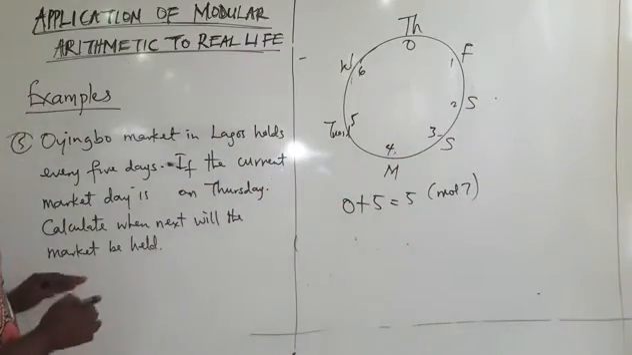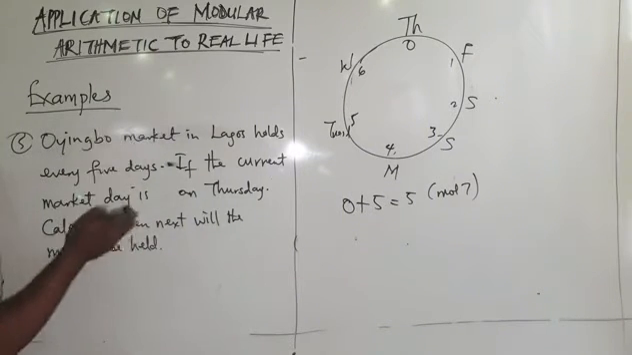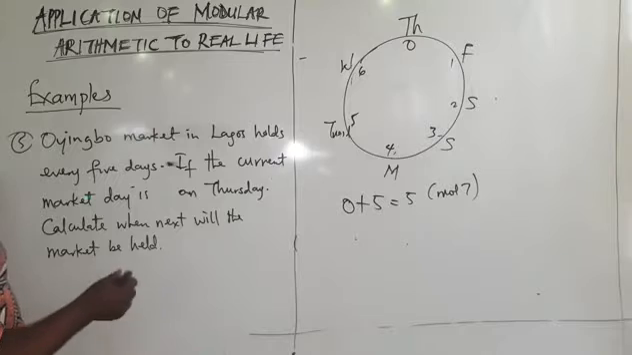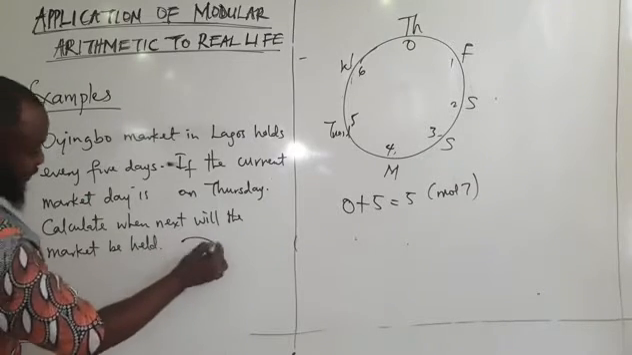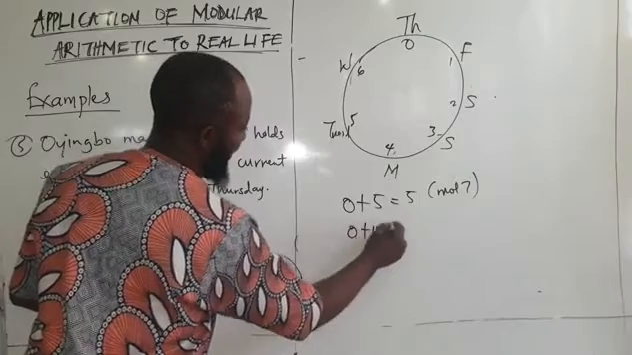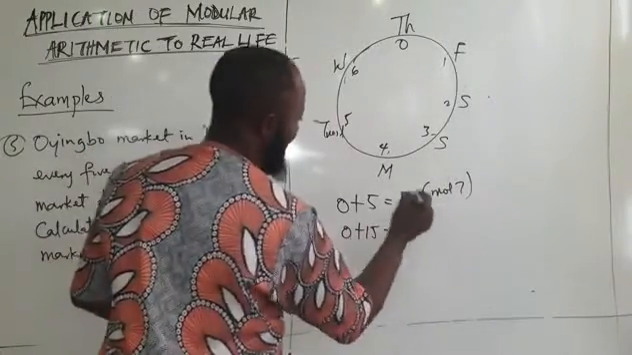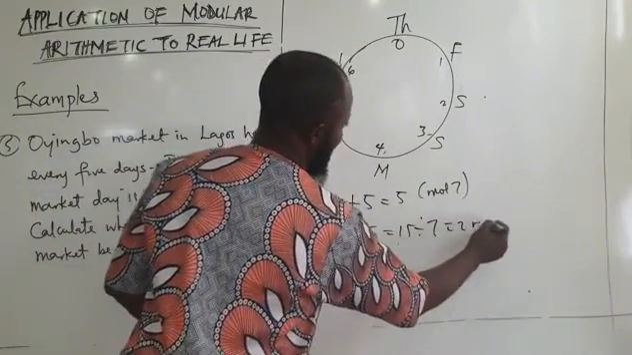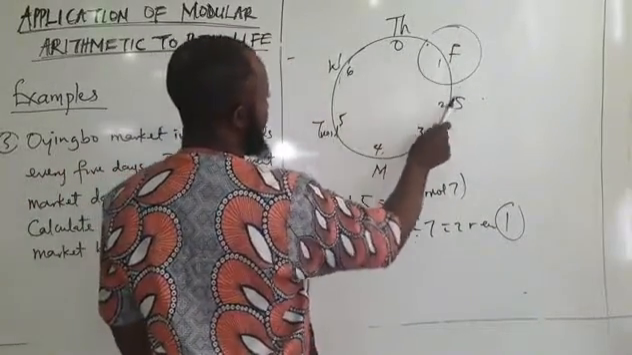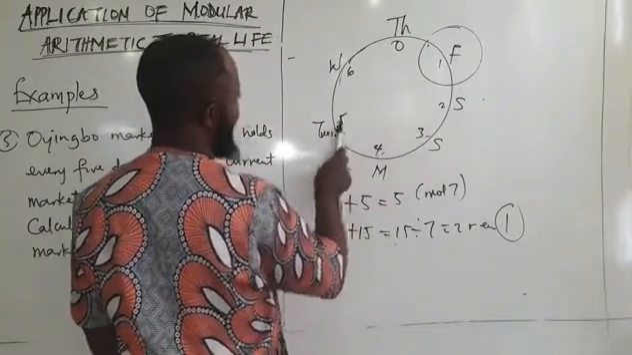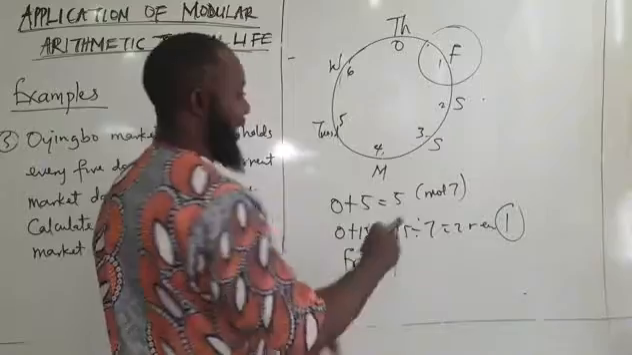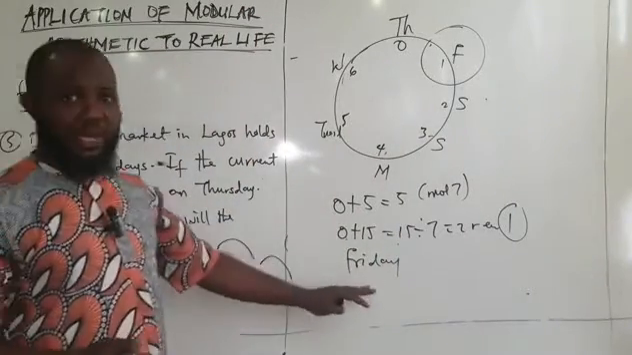But if the question is the next 3 market days, that means the next one and the following one and the following one, making 3. So that is 15. So that means 0 plus 15 days, and 15 is more than 7. So we divide it by 7, and that gives us 2 remainder 1. So the answer will be Friday. We can calculate that: 1, 2, 3, 4, 5, 6, 7, 8, 9, 10, 11, 12, 13, 14, 15, which is on Friday. So the next 3 market days will be on Friday. Hope that is very clear.